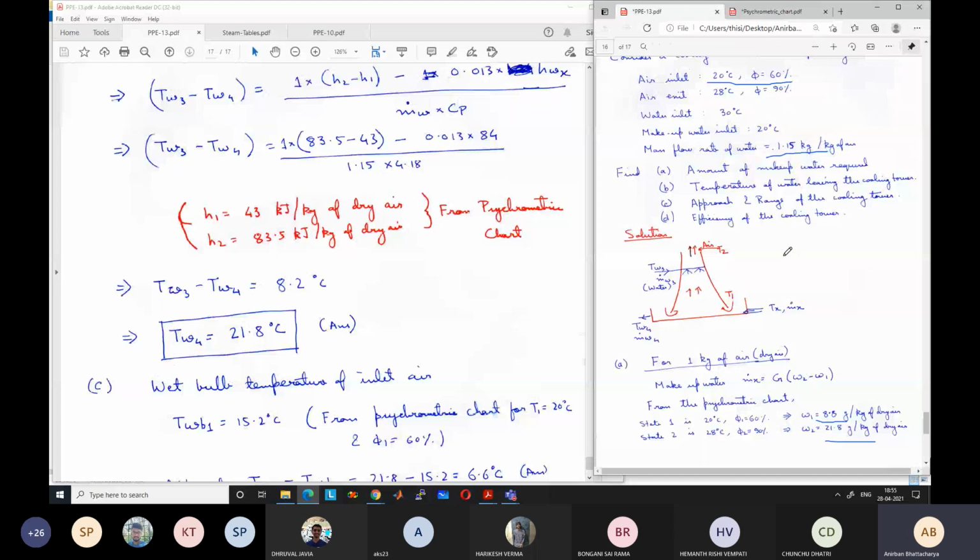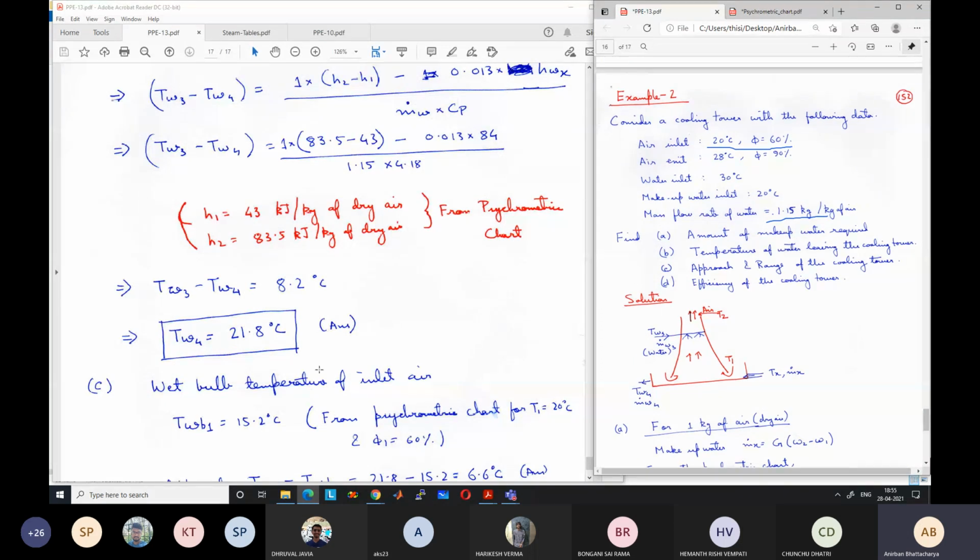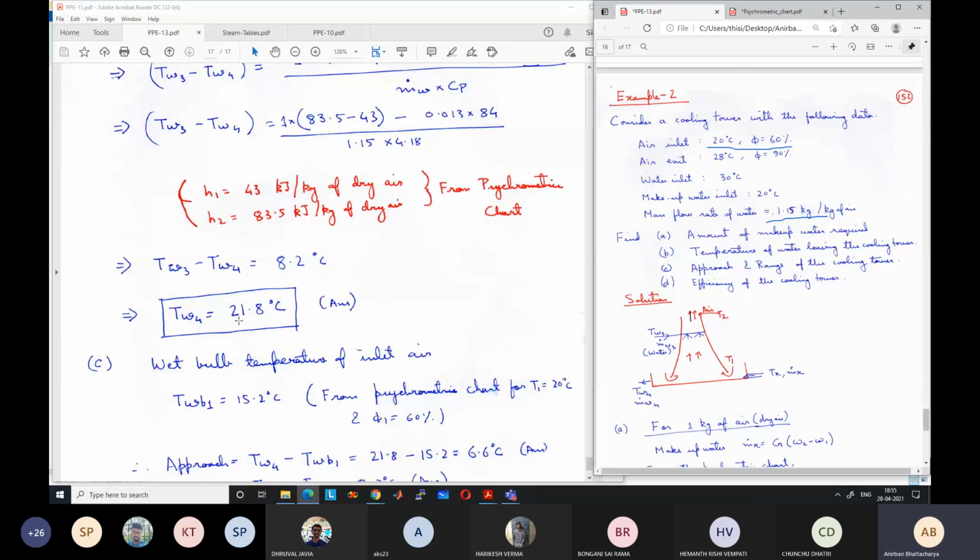So this is the range, and the inlet temperature of water was 30 degrees centigrade. So the outlet temperature should be 30 minus 8.2, so 21.8 degrees centigrade. This is a realistic value. So the second question was the temperature of water leaving the cooling tower. It is 21.8 degrees centigrade. So we are cooling the water by 8.2 degrees centigrade.